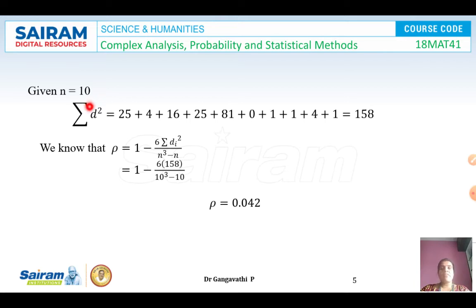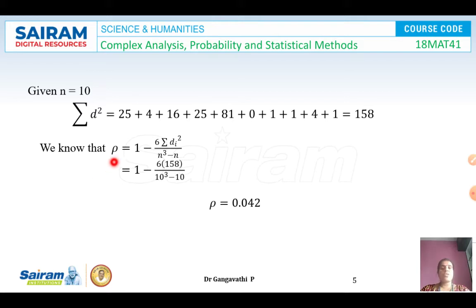10 values of x or y have been given. Summation of d square values, whatever values d square has in the table, we are going to sum them at the end. So the sum is going to be 158. Therefore, we have obtained the required values for the formula.